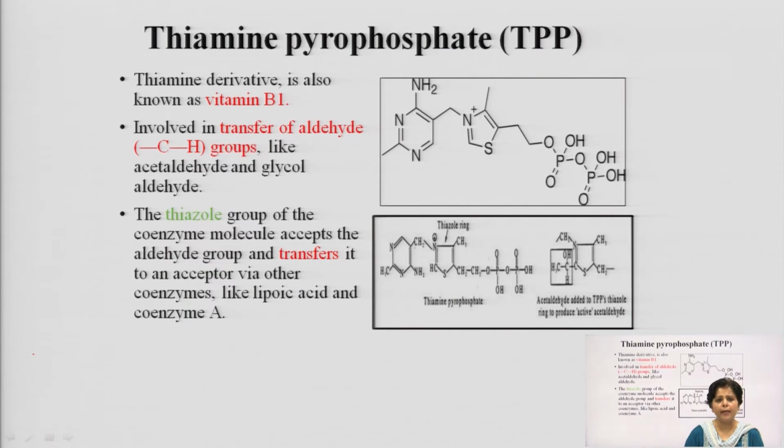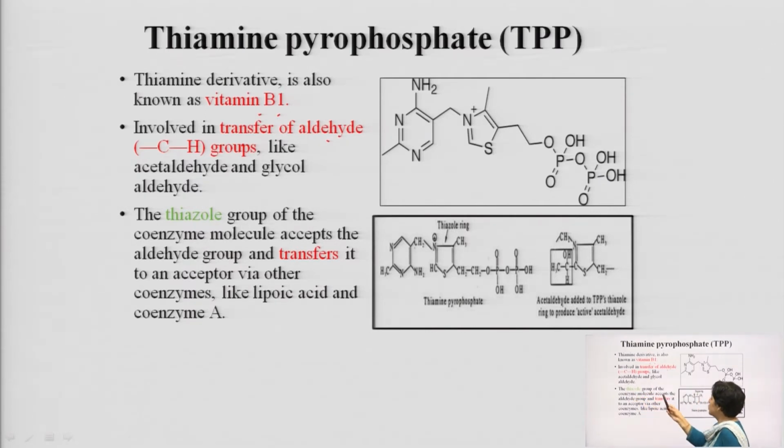The first one I am taking here as a coenzyme is TPP, that is thiamine pyrophosphate. Here you can see the structure of thiamine pyrophosphate. Thiamine pyrophosphate is known as vitamin B1. What does it do? It involves the transfer of the aldehyde group, CHO. Wherever it works, in whichever reaction, it will transfer the aldehyde group, like acetaldehyde and glyceraldehyde.